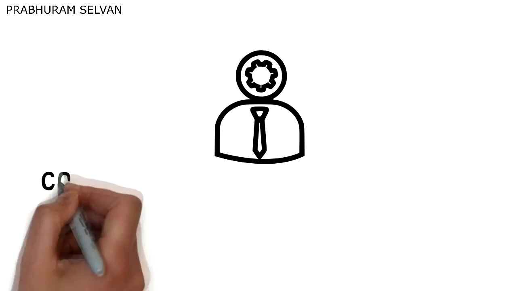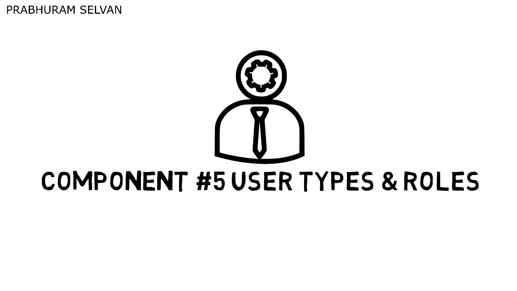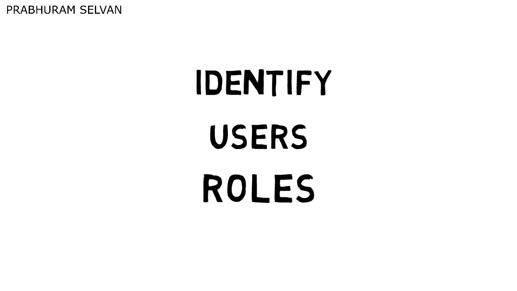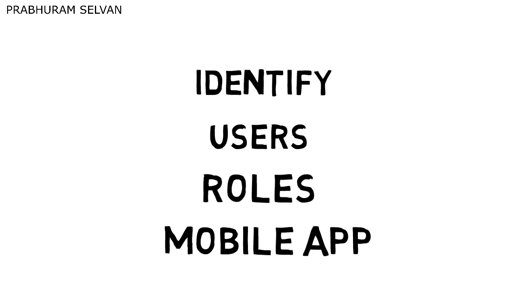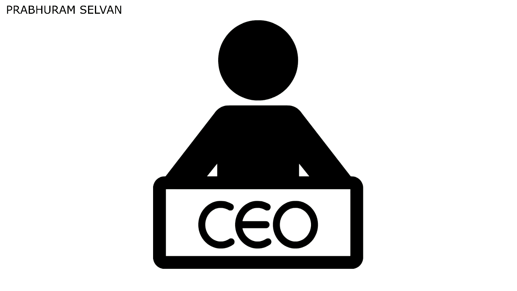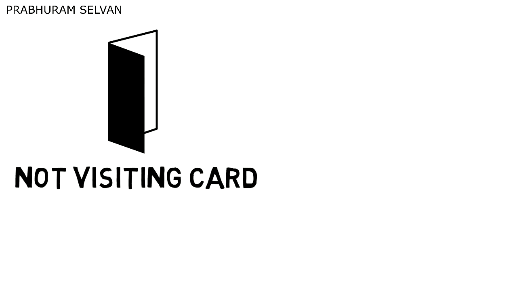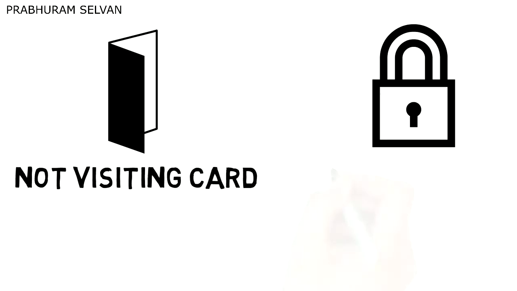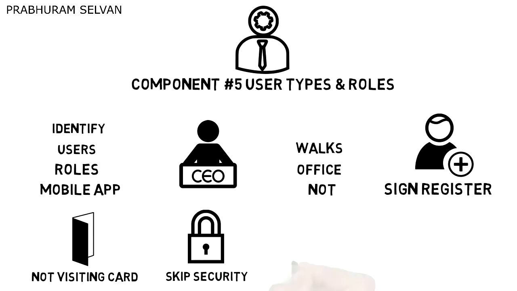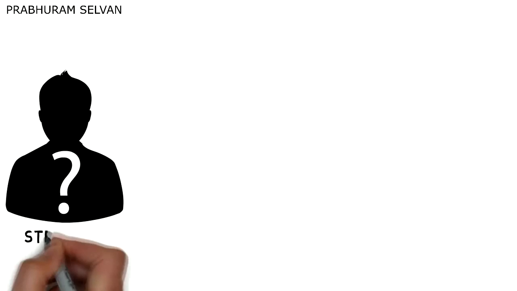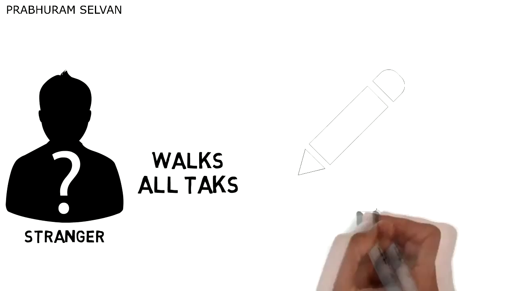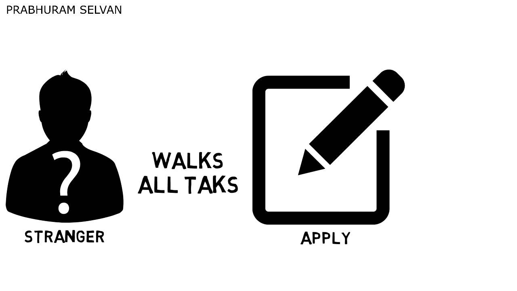Coming to component number 5, user types and roles. Identifying users and roles is crucial to mobile app design thinking. Example, if a CEO walks into the office, he does not need to sign in the register, which is a high value task. He does not submit the visiting card, which is a low value task. He can skip the security, so there is no workflow followed, and there are no alerts and no notifications. However, if some stranger walks into the office, all the tasks mentioned above will need to be applied.